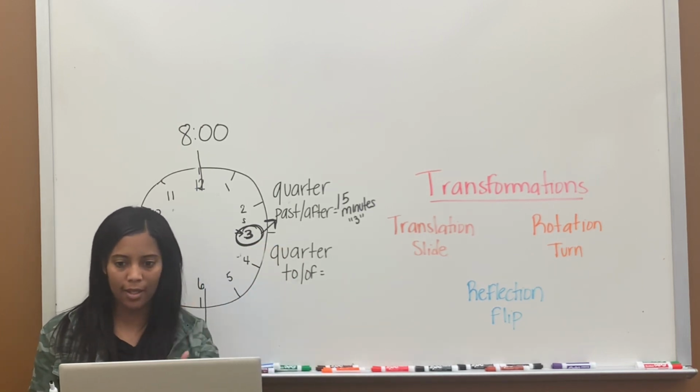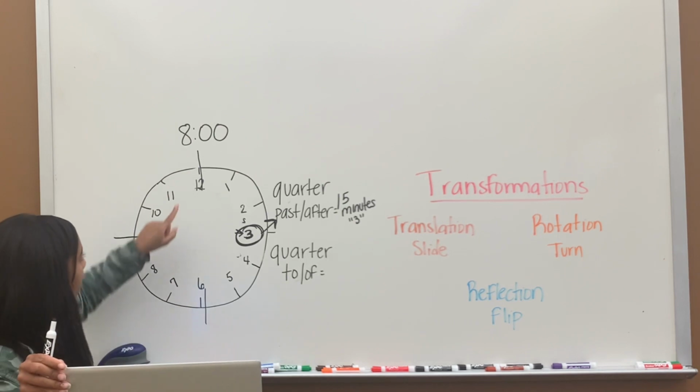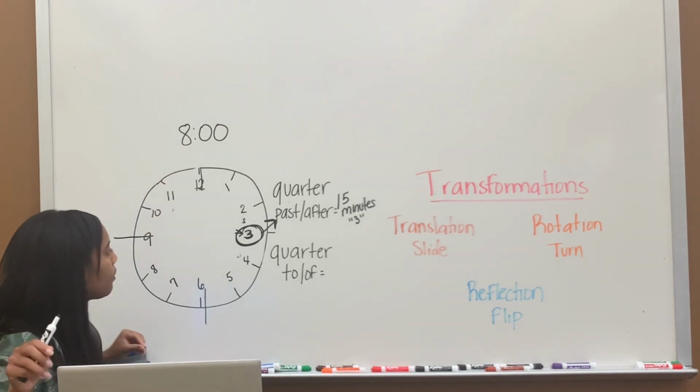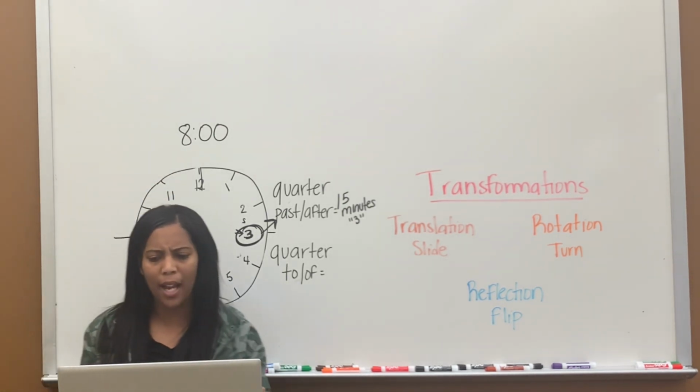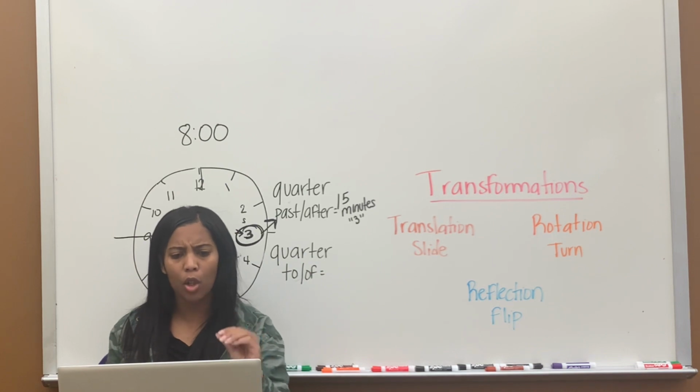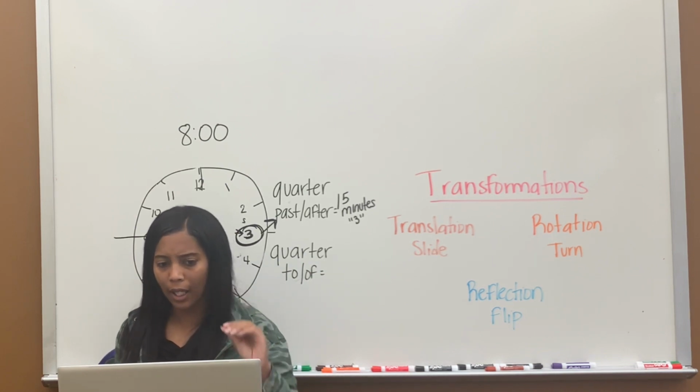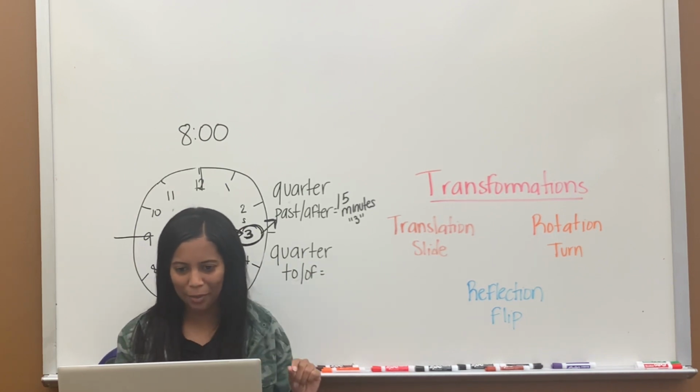Now there's something else called quarter to or quarter of. Now that one is different. Now remember, it's 8 o'clock. We're focusing on 8 o'clock. If someone says, what time is it? And I say it's a quarter to 8 o'clock. Who thinks they know what time it's going to be?